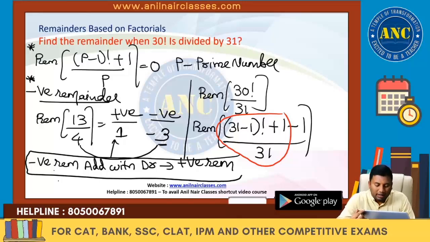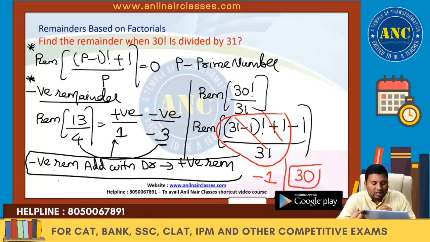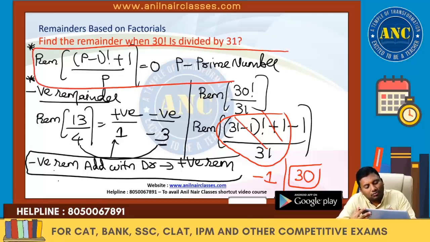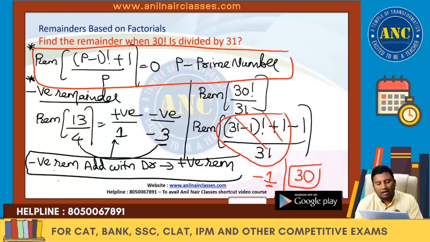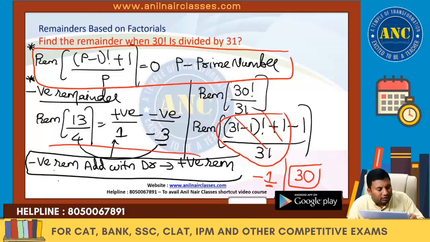What is the negative remainder? It is minus 1 because this came out to be 0. Negative remainder minus 1. Positive remainder is 30. I hope it is clear. Remainder when p minus 1 factorial plus 1 is divided by p is 0 when p is a prime number. So 30 factorial is 31 minus 1 factorial plus 1 minus 1. Negative remainder minus 1, positive remainder will be 30. Whenever you get the negative remainder, add it with the denominator to get the positive remainder.